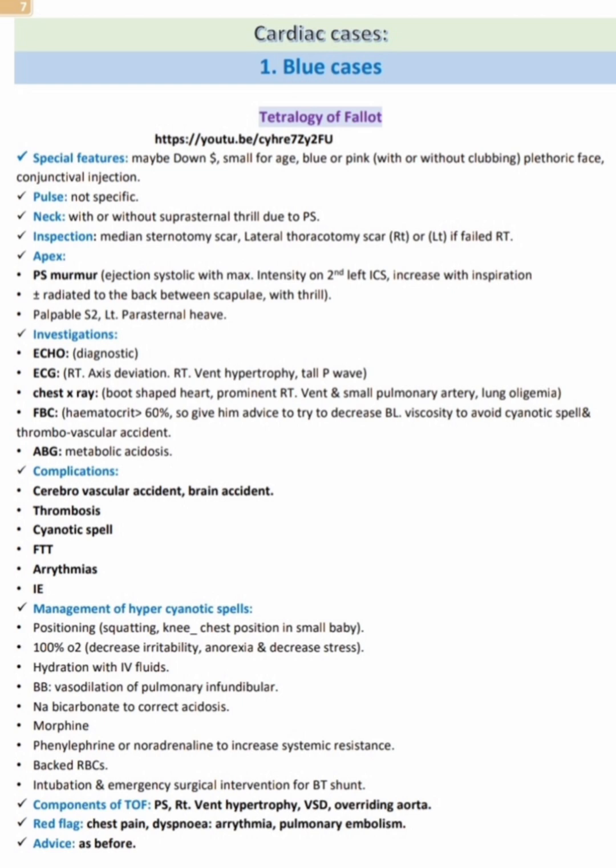Now, what are the complications of tetralogy of Fallot? These are cerebrovascular accident, brain abscess, thrombosis, cyanotic spell, failure to thrive, arrhythmia and infective endocarditis.